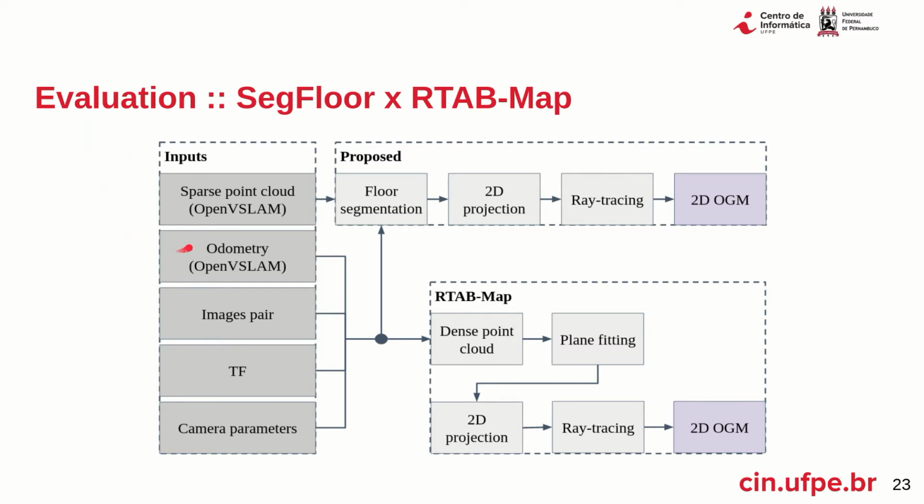It is given as input, for both strategies, the odometry data from OpenVSLAM, the image pair from a stereo camera, the robot frame transformation, and camera parameters. For our strategy, we also input the sparse point cloud from OpenVSLAM. You can also see a brief overview of each strategy.